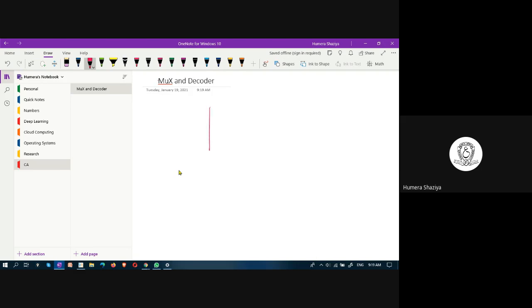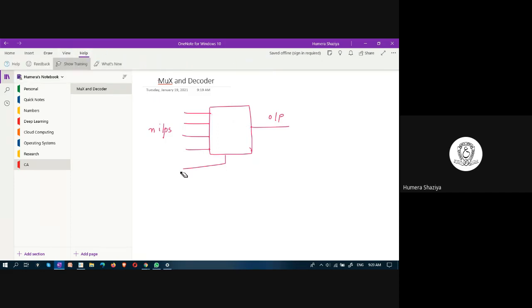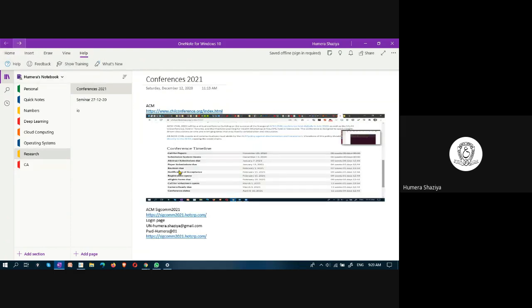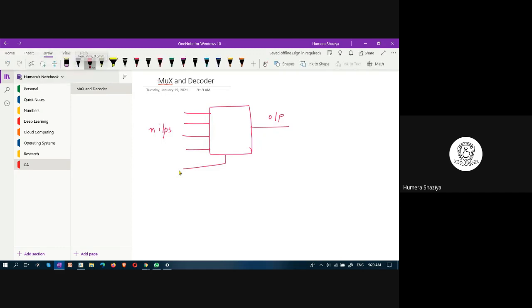A multiplexer is a circuit that takes n inputs and generates only one output. And to choose which input to be forwarded, whether this input to be forwarded or this input to be forwarded or this input to be forwarded, that is decided by the select input lines.